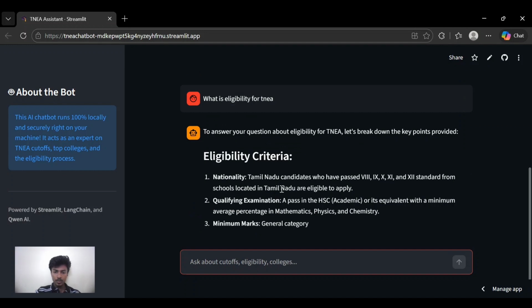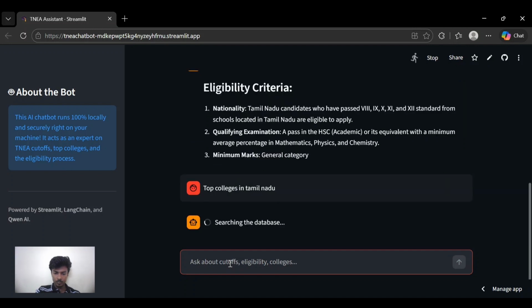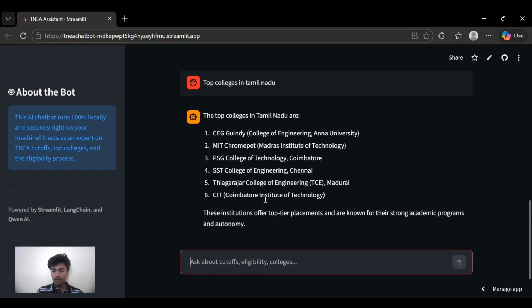Let's try one more query, like top colleges in Tamil Nadu. The chatbot lists the top colleges, demonstrating that it can provide general information responses as well, like CEG Guindy, MIT Chrompet, PSG, SSN, Thiagarajar, CIT. These institutions offer top-tier placements and are known for their strong academic programs and autonomy.